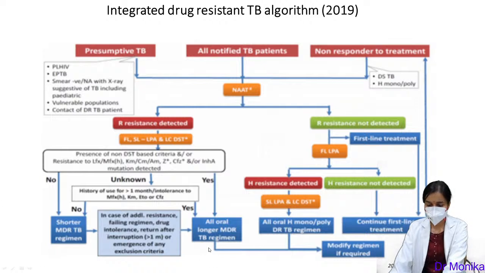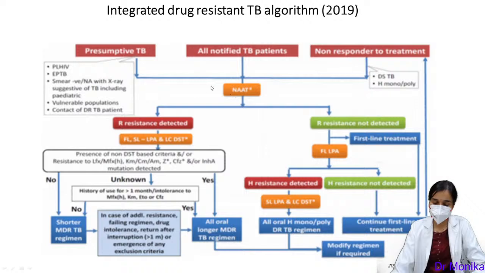So these are the 2019 RNTCP guidelines, which show how a patient living with HIV should be diagnosed. The nucleic acid amplification test should be done for these patients. If rifampicin resistance is detected, then first line and second line LPA should be done along with liquid culture DST.